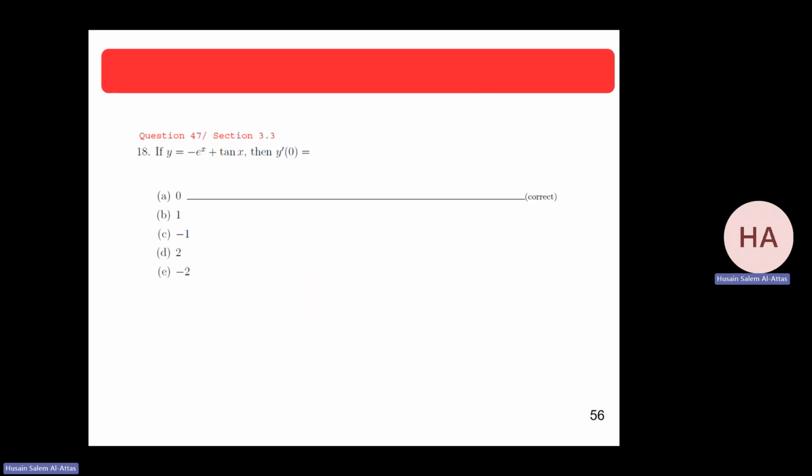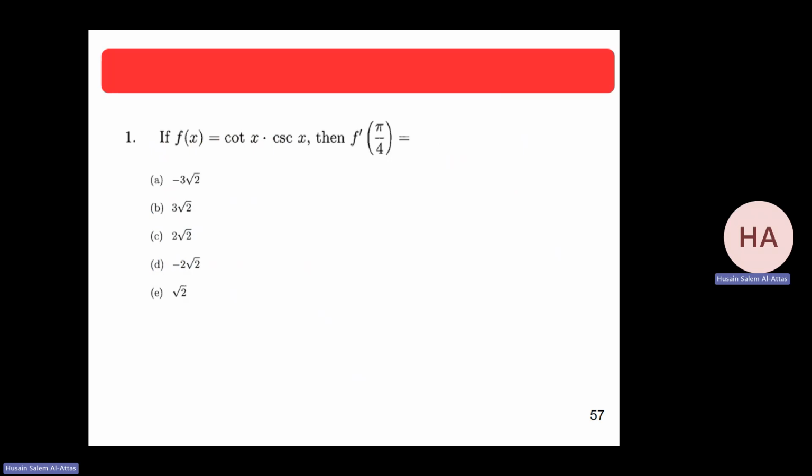Okay, let me do all the exam questions quickly. What will be y prime? Just do the derivative: minus a x plus secant square x. Quick one. So y prime at 0, substitute: minus 1 plus secant of 0, which is 1, so that will be 0. So this is the answer.